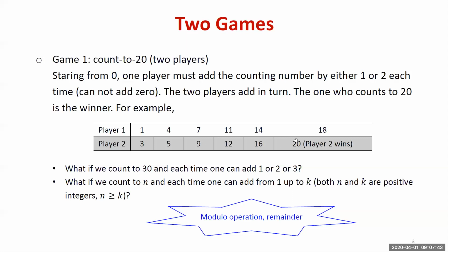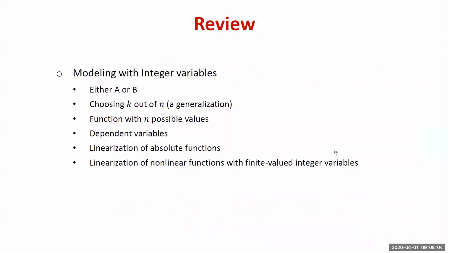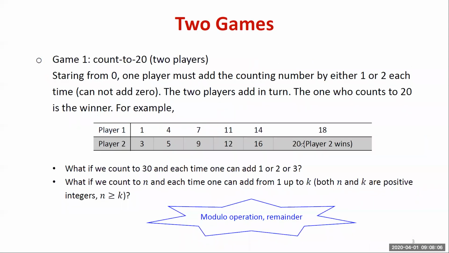What that means is that as long as you get to 2, you get to 5, then you get to 8, then 11, then 14, 17, and finally 20. See it? So be careful about this idea. This idea is very, very important. And this is exactly the DP, dynamic programming, that we're going to introduce in this class.